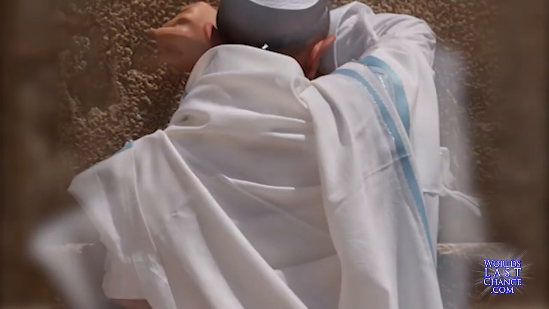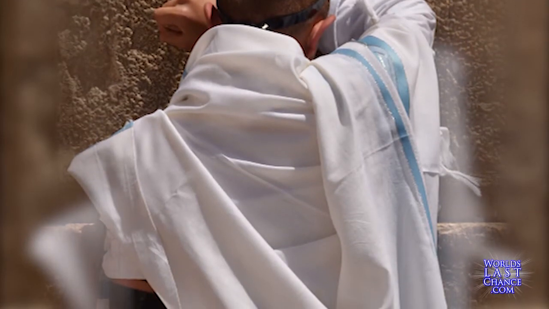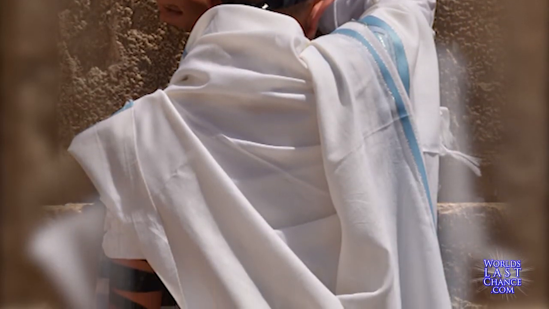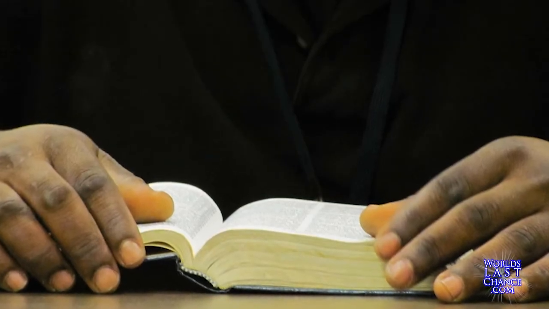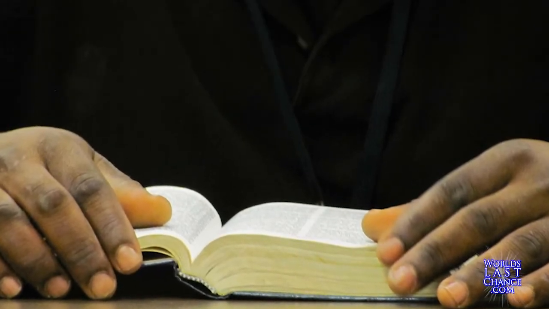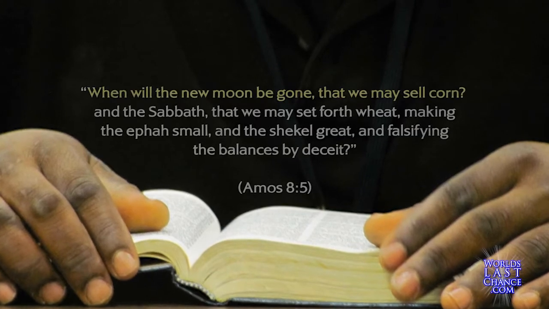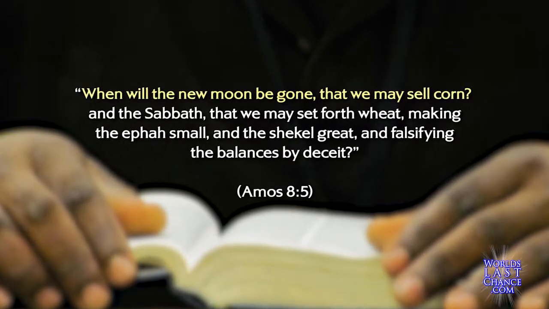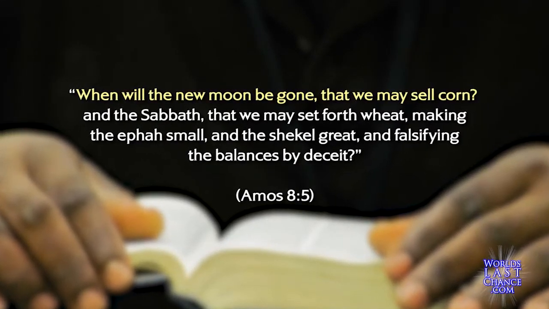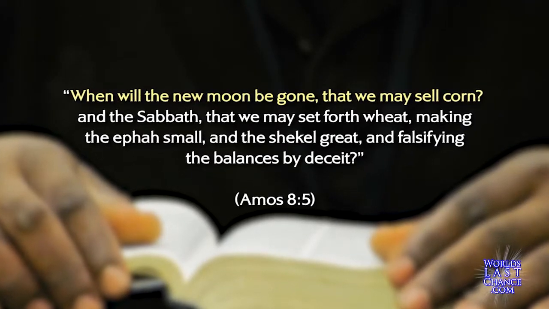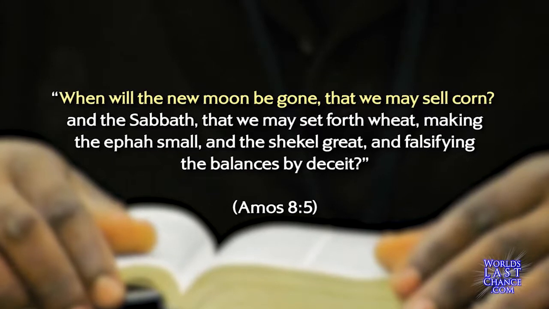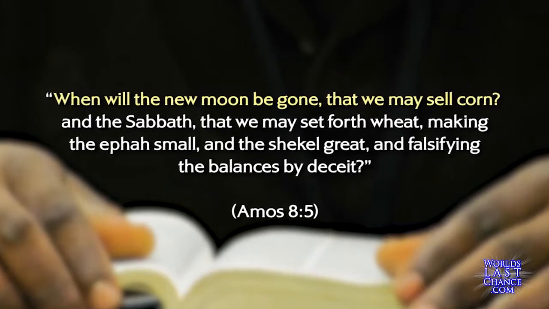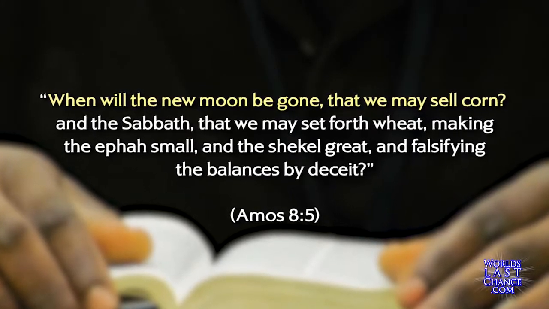When in apostasy, the Jews resented having to close their stores for Sabbaths and new moons. The Bible records the lament of these greedy merchants: When will the new moon be gone, that we may sell corn, and the Sabbath, that we may set forth wheat, making the ephah small and the shekel great, and falsifying the balances by deceit?